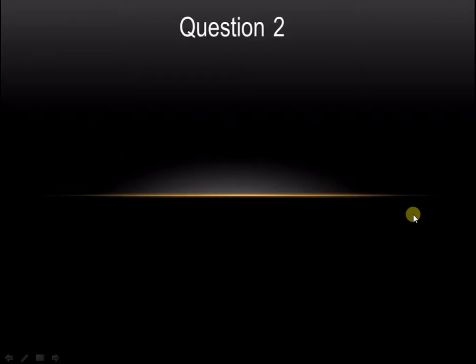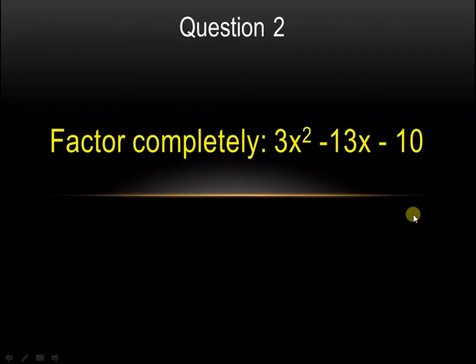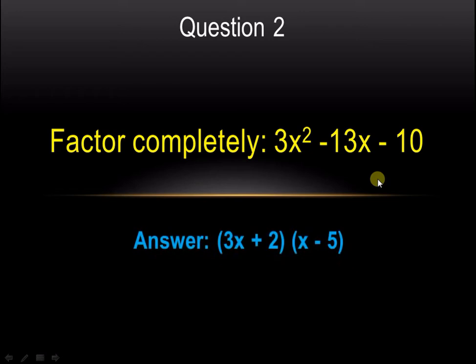Question number 2. Factor completely 3x squared minus 13x minus 10. Pause the video, and the answer is the quantity 3x plus 2 times the quantity x minus 5.